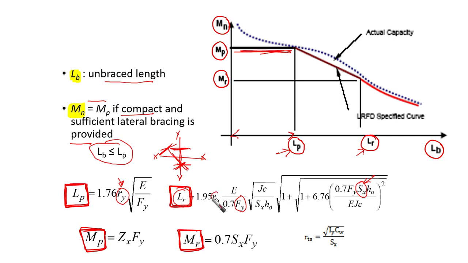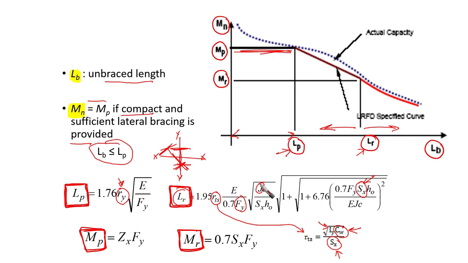Then there is something called RTS. What is the RTS? It is this equation, the square root of IY times C warping over SX, involving the elastic section modulus, the warping constant, and the least moment of inertia. It makes sense, right? Why? Because we are differentiating between something that is going to be elastic lateral torsional or inelastic lateral torsional, right? So everything is making sense here.